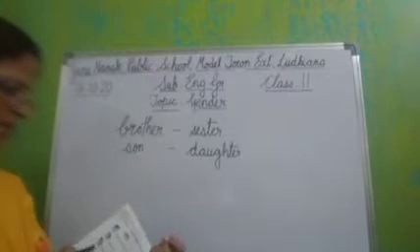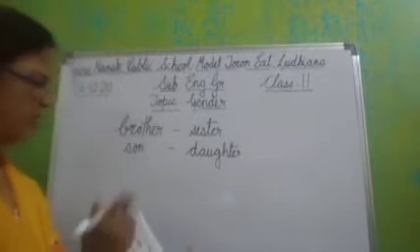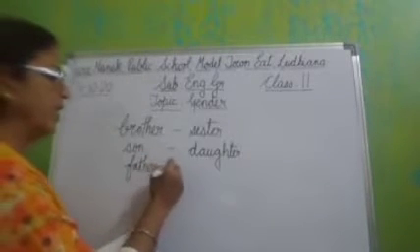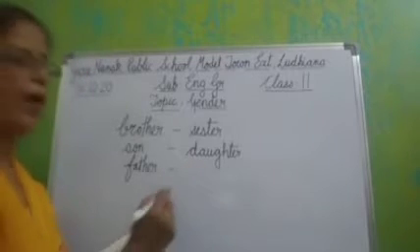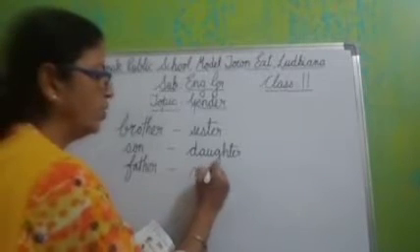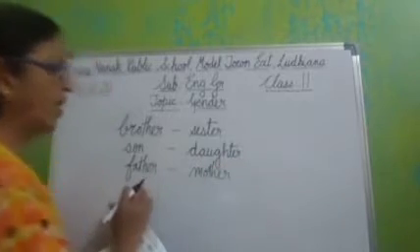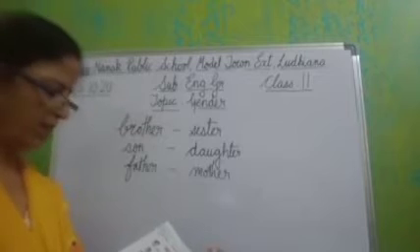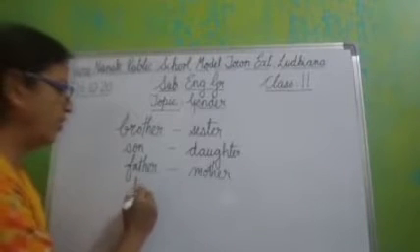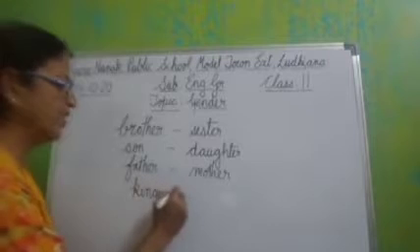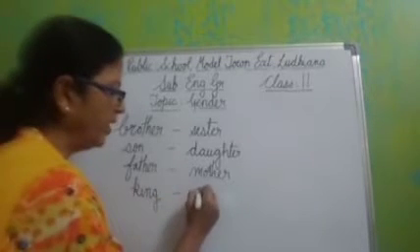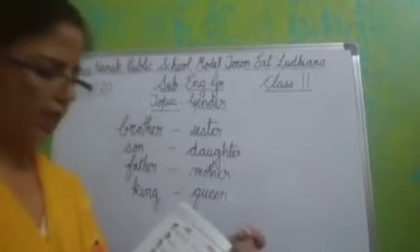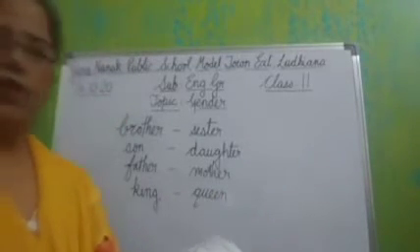Now next is, my father loves me. So father is a male, masculine gender. And the feminine is mother. My mother is a doctor. So father, mother. Next is, he is our king. So the gender of king is, all of you know this answer. So what is it? Queen. King, queen. She is our queen. So all of you understood?